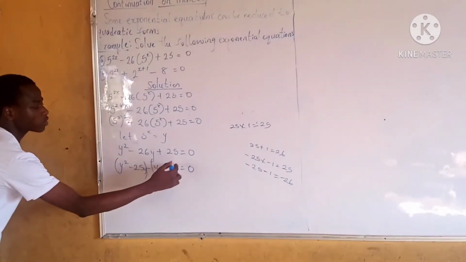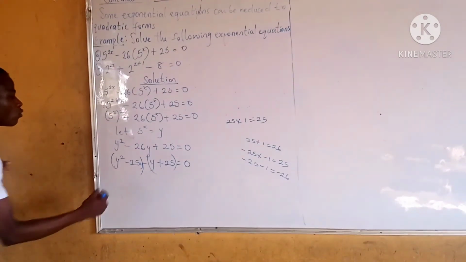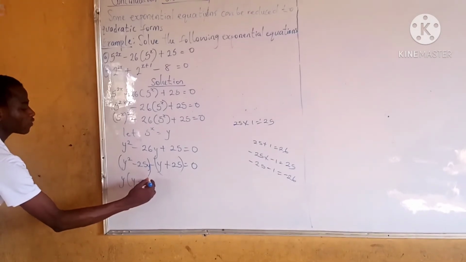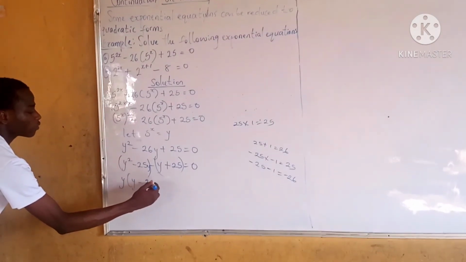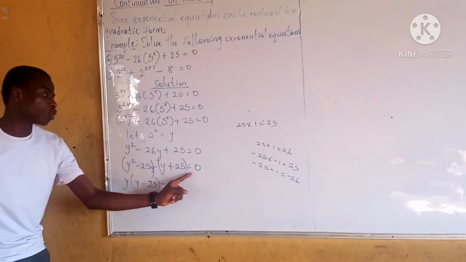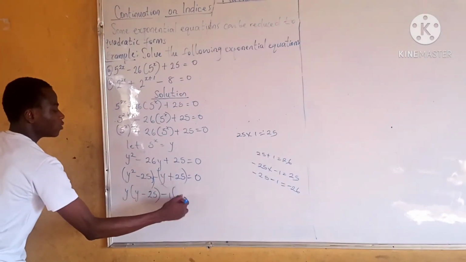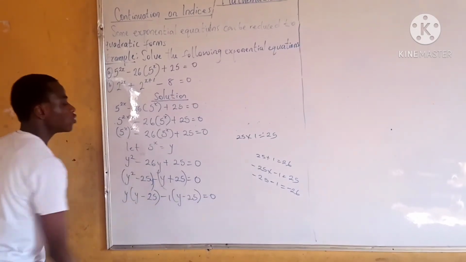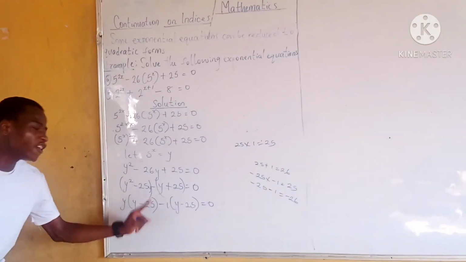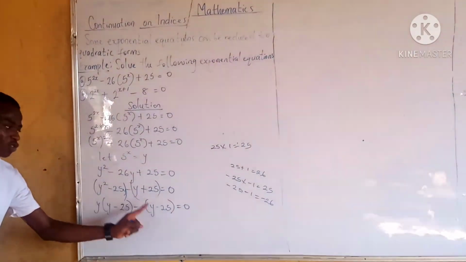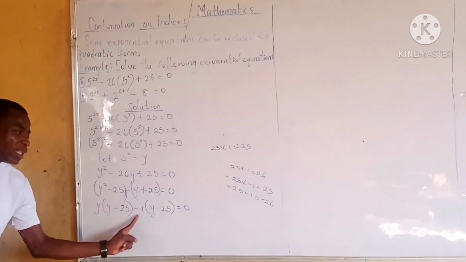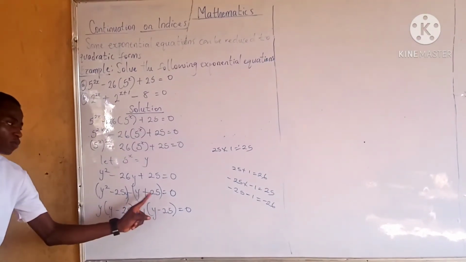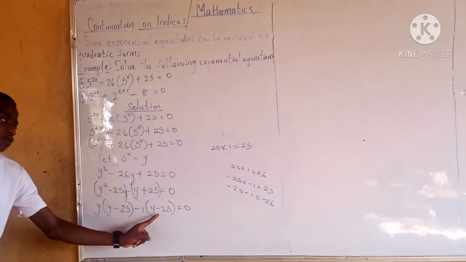Then what's common here? y. Then minus 25. Then what's also common here? 1 is common here, so minus 1, then y, and this one becomes minus 25, equals 0. If we multiply it back, minus y times minus 1 gives us minus y, and minus 1 times minus 25 gives us plus 25. That is why the plus here came as minus.